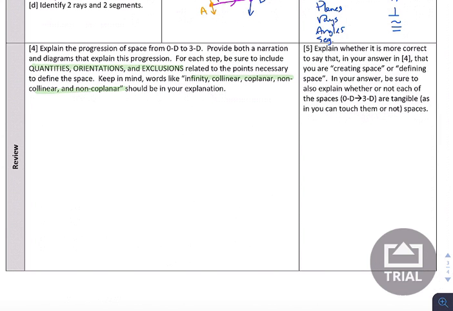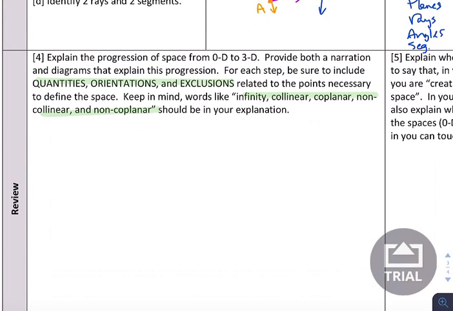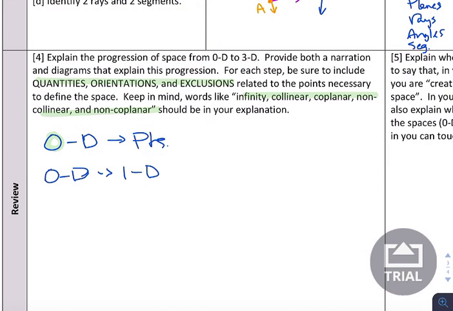So let me try to explain. Let's talk about 0D to 1D. We know that the 0D are just points, okay? So we can start with that as a basic premise. So 1D, they're just points. If you want to go from 0D to 1D, the question is how many points are you going to need to accomplish that? Well, initially you're going to need two, right? So you need to pick a point and you need to pick another point. That gives you an orientation.